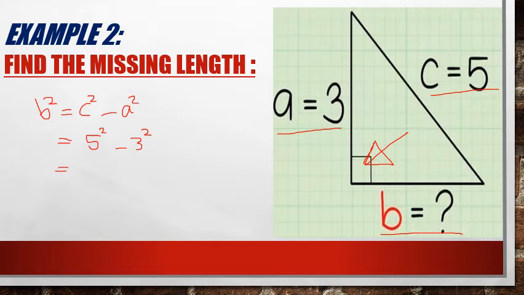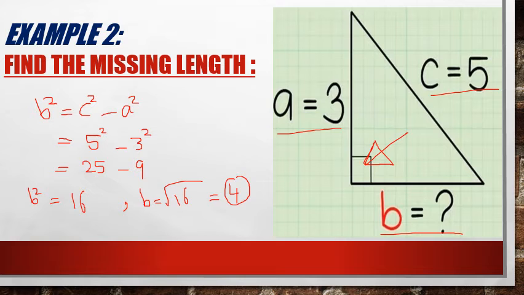5 squared means 5 by 5, 25, minus 3 squared, which is 3 by 3 equals 9. So B squared equals 25 minus 9 equals 16. Let's take the root to find B alone. The root of 16 equals 4, because 4 by 4 equals 16. This is easy.